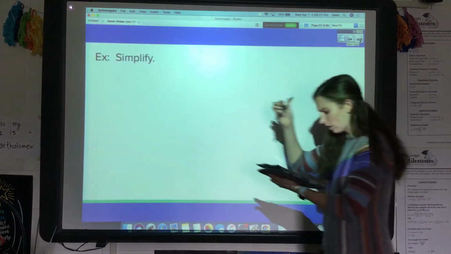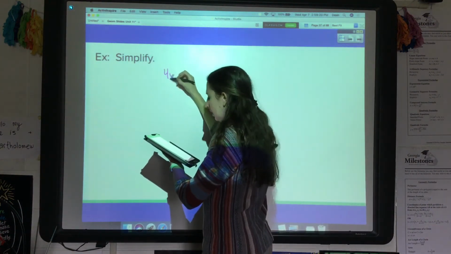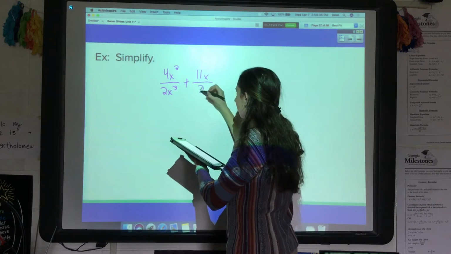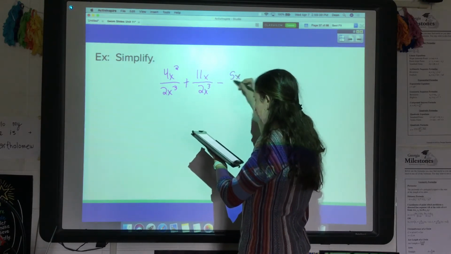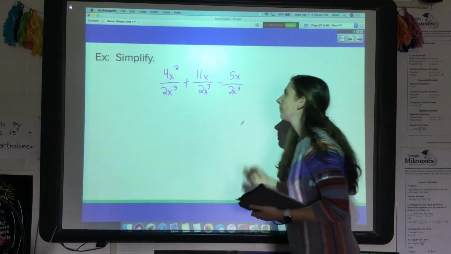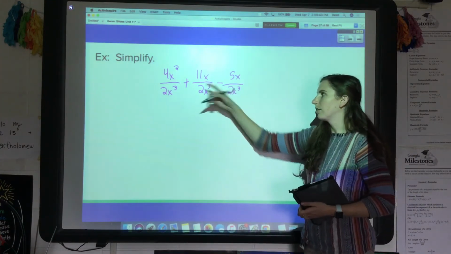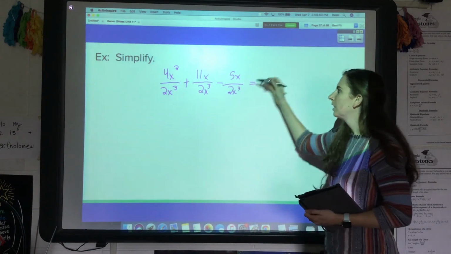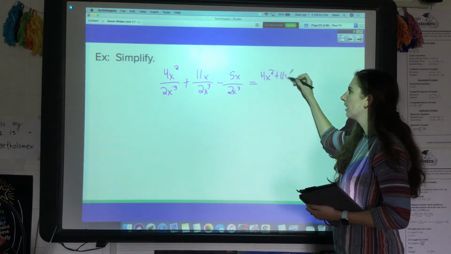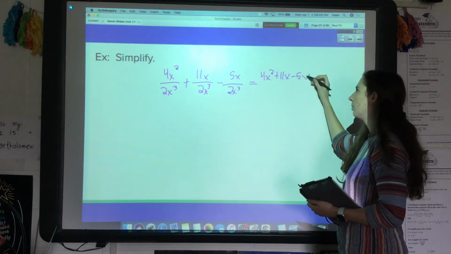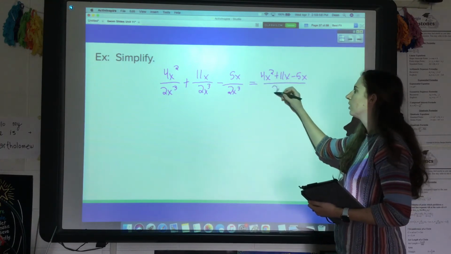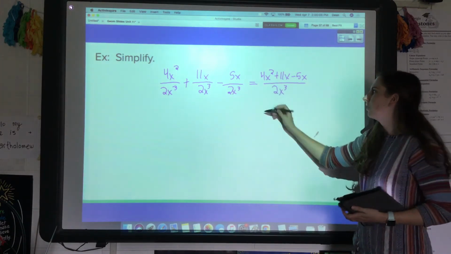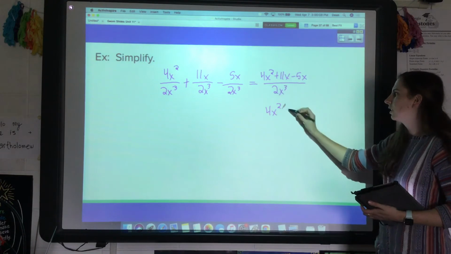All right, let's try one more, kind of like that. Okay, on this one, there's 3 of them, but they still all have a common denominator. So you still just add across the top. 4x squared plus 11x minus 5x, and I don't need to distribute because it was just one term there, all over 2x cubed. Now I can simplify 4x squared, combine these like terms, which is 6x.